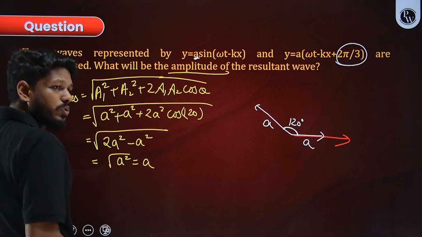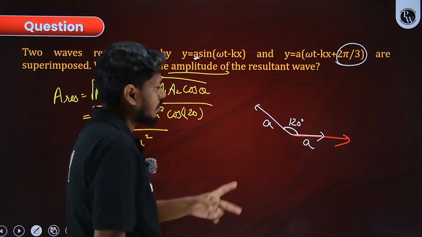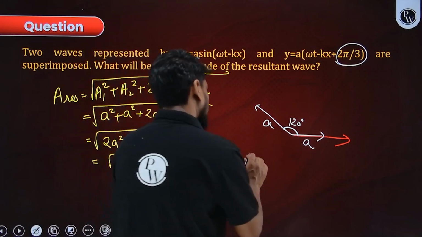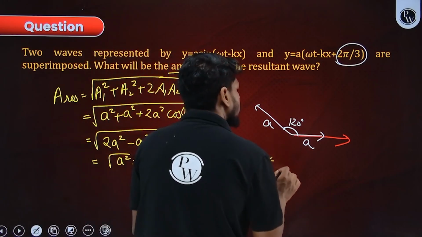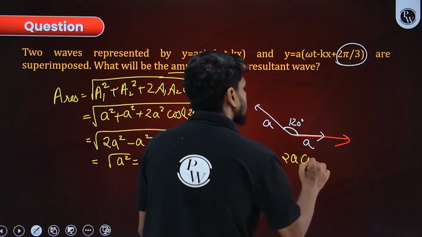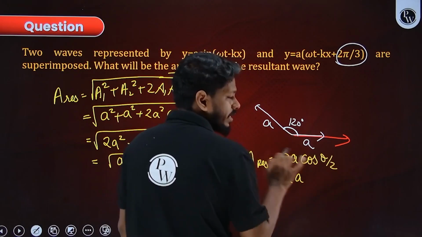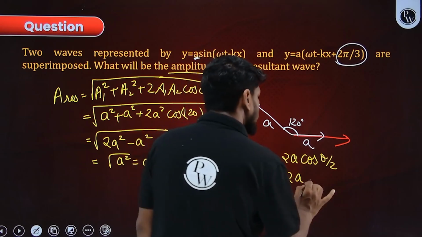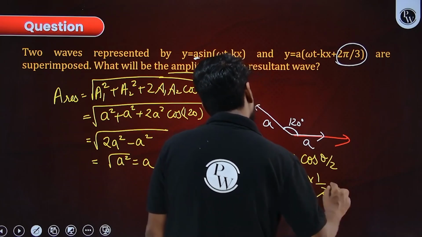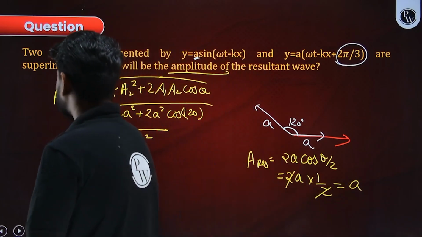Or else I can use the formula which I have given. If both the vectors are equal, then A resultant is equal to what? 2A cos of theta by 2. 2A. What is theta? 120. 120 by 2 will be 60. So cos 60 is equal to 1 by 2. Cancel them. You will be getting this. Any difficulty?